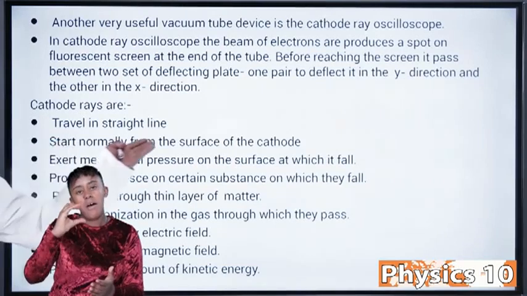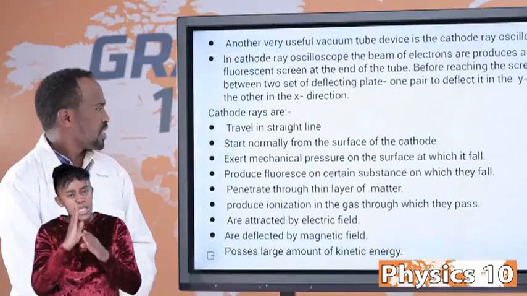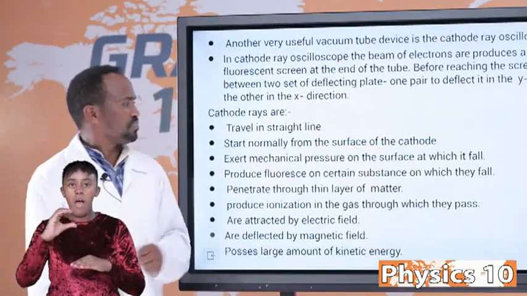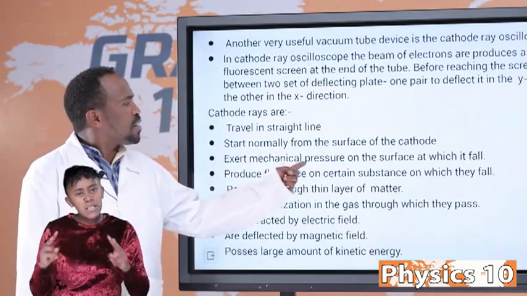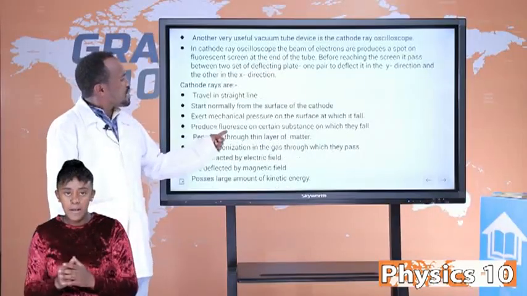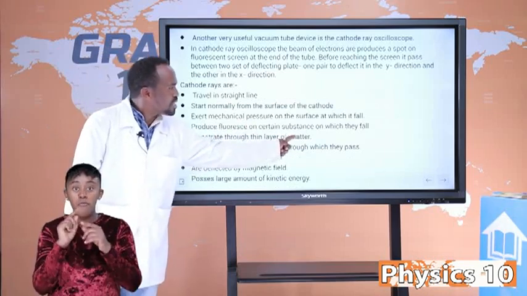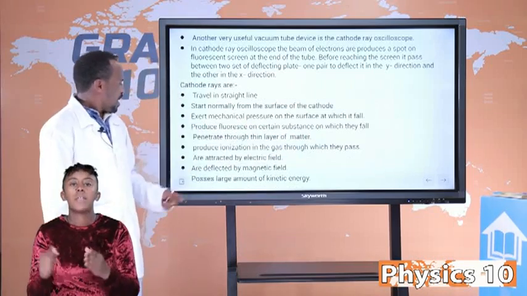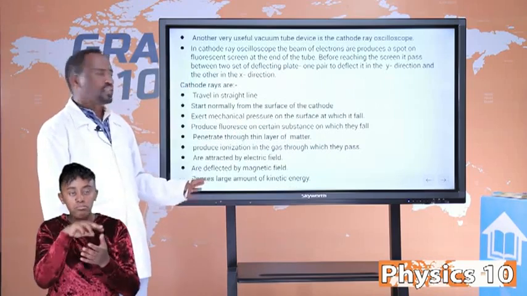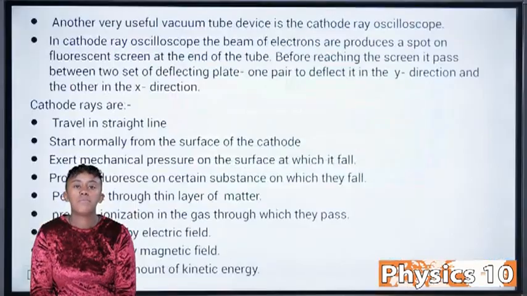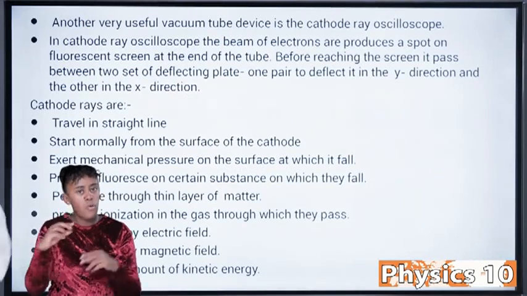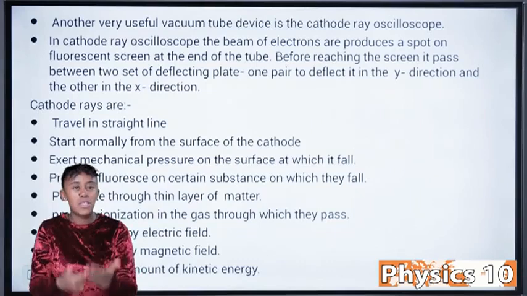Cathode rays travel in a straight line. Cathode rays start normally from the surface of the cathode. They produce a mechanical effect on the surface on which they fall. They produce fluorescence on certain substances on which they fall. Finally, you have to read the properties of these cathode rays. Students, I think you have more idea about cathode rays.